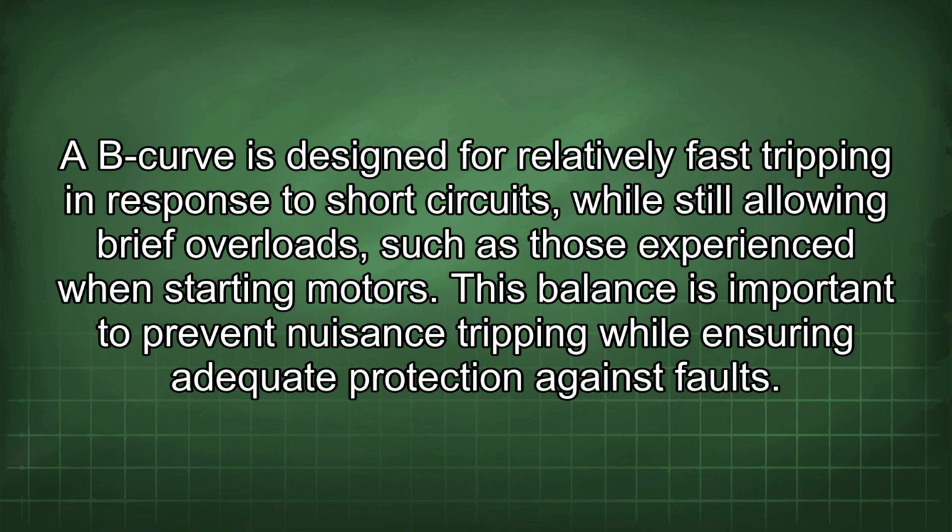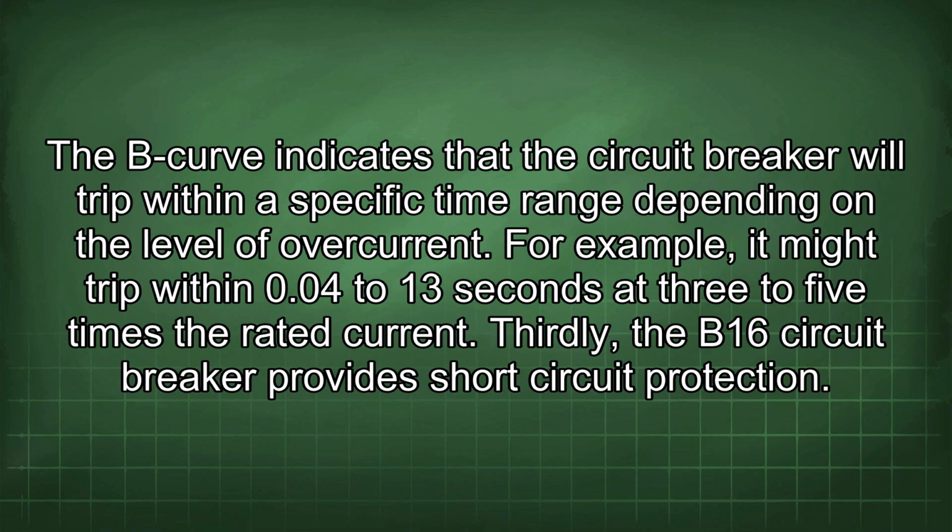A B curve is designed for relatively fast tripping in response to short circuits, while still allowing brief overloads such as those experienced when starting motors. This balance is important to prevent nuisance tripping while ensuring adequate protection against faults. The B curve indicates that the circuit breaker will trip within a specific time range depending on the level of overcurrent. For example, it might trip within 0.4 to 13 seconds at 3 to 5 times the rated current.